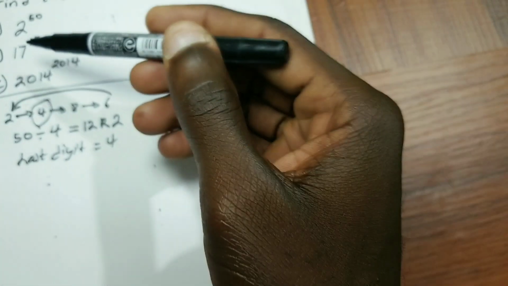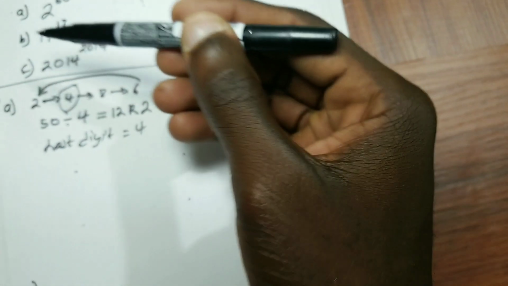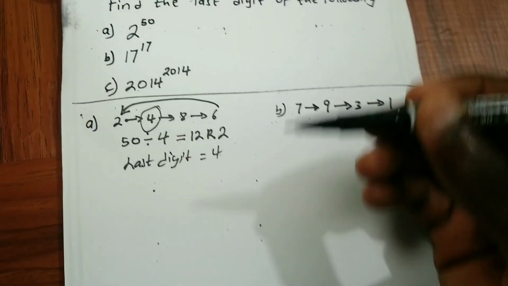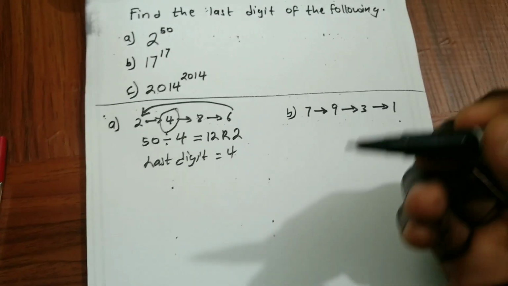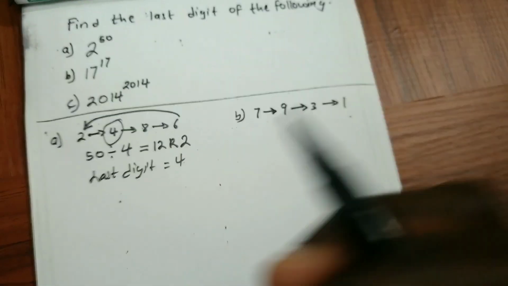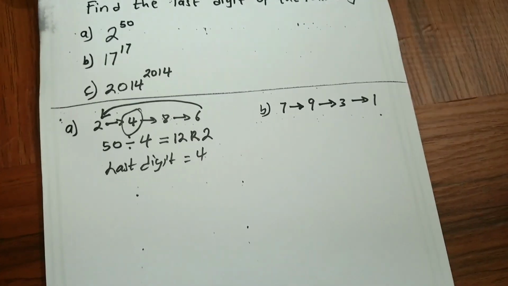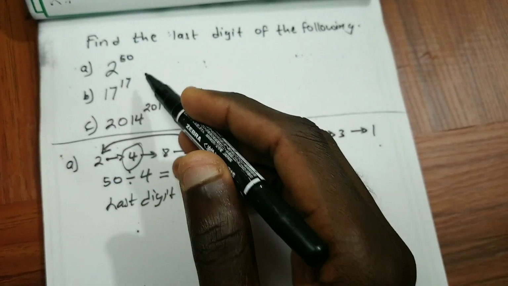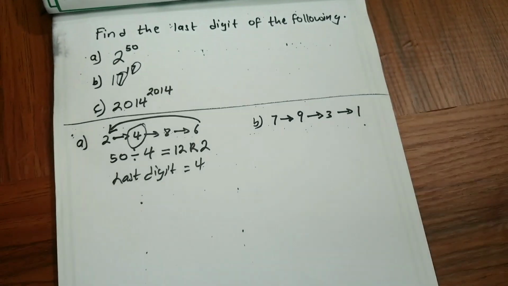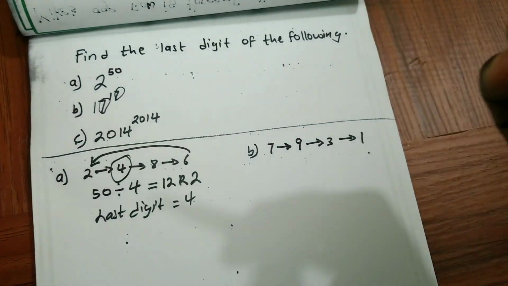Now looking at B, 17 raised to the power 17. How do we find the cycle of this? Since the number here is big, don't try finding 17 exponent 1, 17 exponent 2, no, that would be tedious. You must also know that the last digit of a product of numbers depends on the last digit of the numbers being multiplied. So if you have 17 exponent 17, the last digit depends on the last digit of this number. Use the last digit.